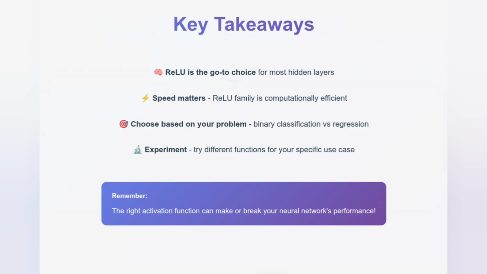Finally, and this is crucial, experimentation is key. The best activation function can sometimes depend on your specific dataset and network architecture. Don't be afraid to try different ones and see what works best for your model. I hope this deep dive into activation functions has been helpful.